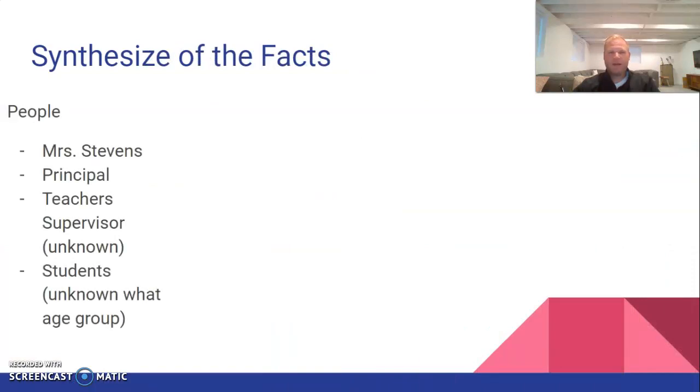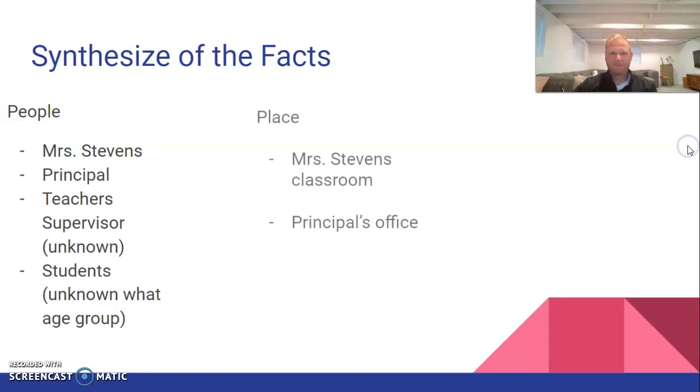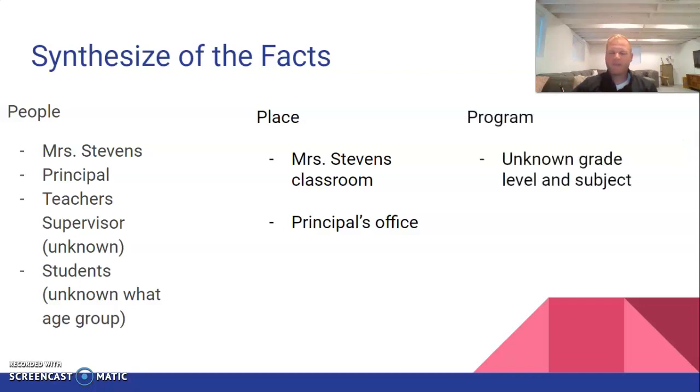Synthesis of the facts. People. Mrs. Stevens, the principal, the teacher supervisor, which is unknown. The text did not tell us, and the students as well, but the age group or the demographic is unknown. Place. Mrs. Stevens' classroom and the principal's office. This is where this has all occurred. The text does not give us the grade level or the subject that Mrs. Stevens currently teaches.